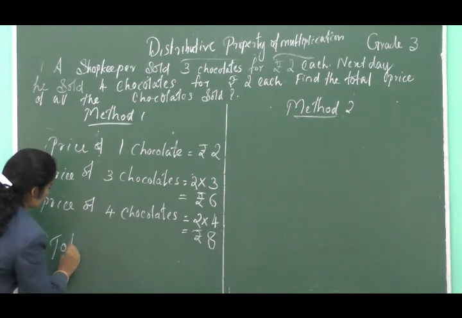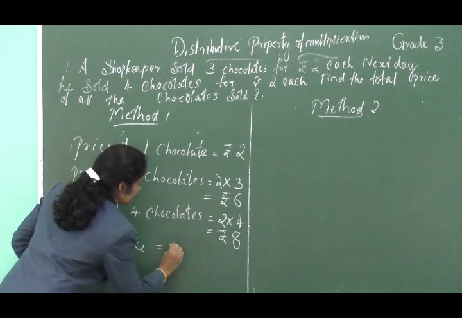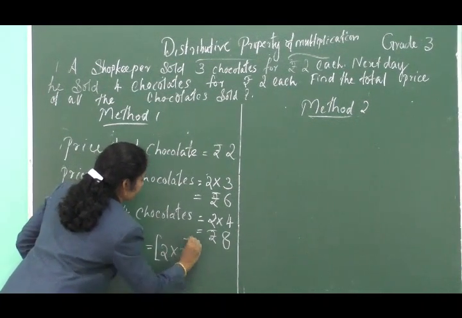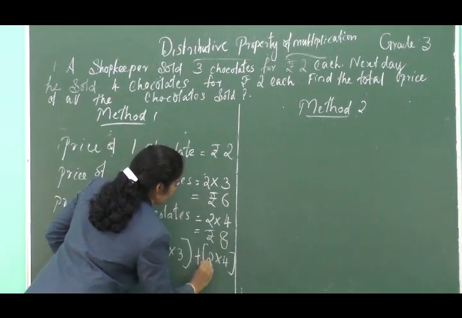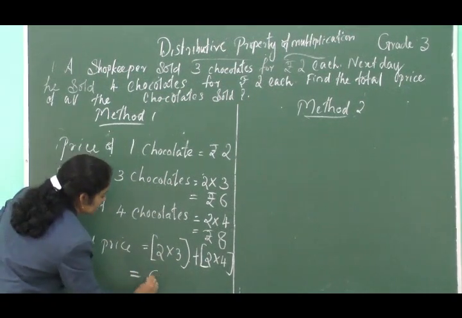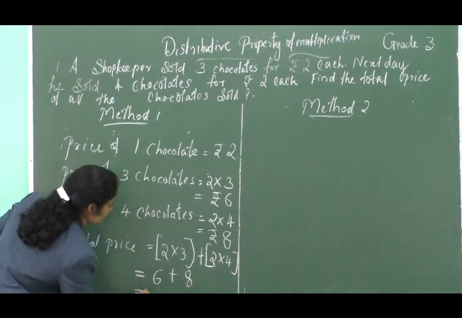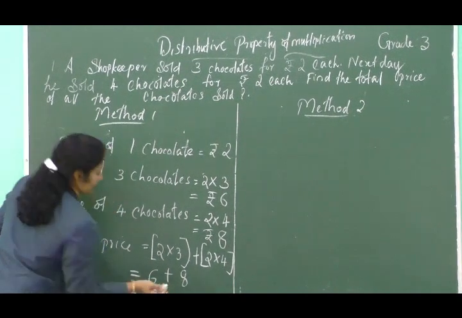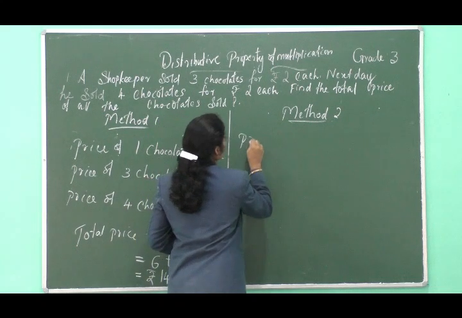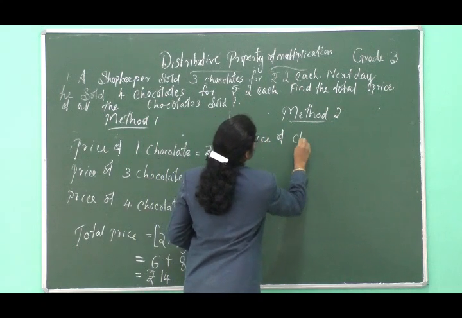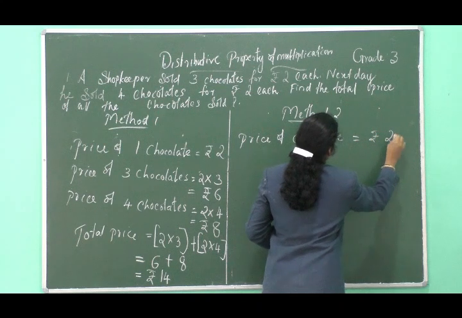We have to find out the total price of the chocolates. So total price is equal to 3 chocolates price, 2 into 3, plus 4 chocolates price, 2 into 4. 2 into 3 is equal to 6 and 2 into 4 is equal to 8. 6 plus 8, 14. We can find out the next method. So price of one chocolate is equal to 2 rupees.